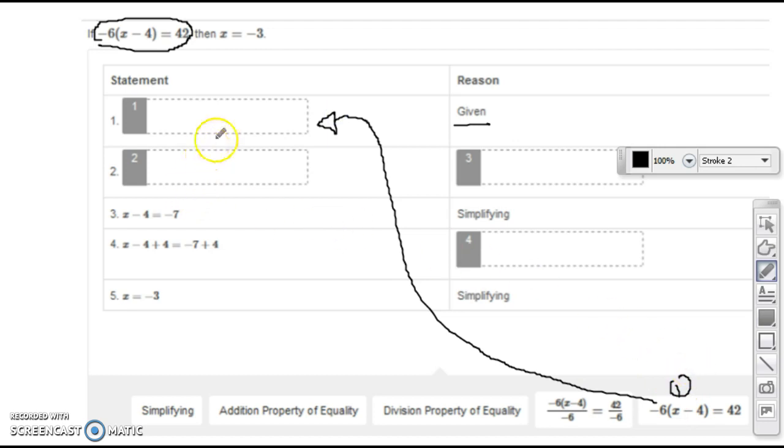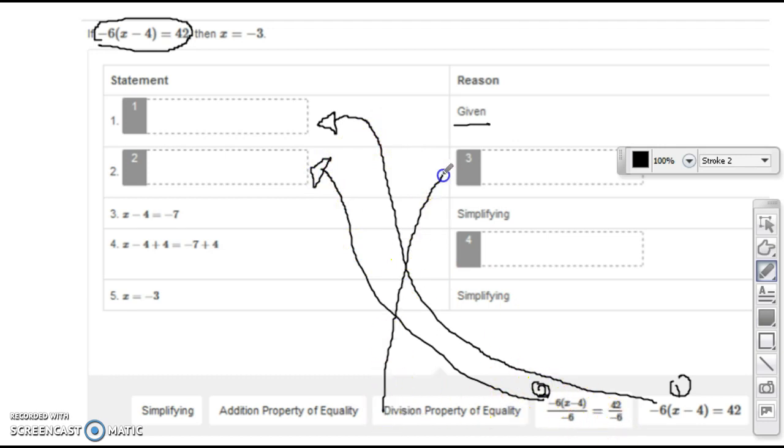Now, the second one might throw some of you off because a lot of you, when you solve this problem, would use the distributive property and distribute -6. But that's not an option down here. So then we have to ask ourselves, how are they solving it? If we look at this option, you notice they're dividing each side by -6, and that works as well. So this could be the next thing. And that, since they're dividing by the same thing, would be the division property of equality. That would be the justification for it.